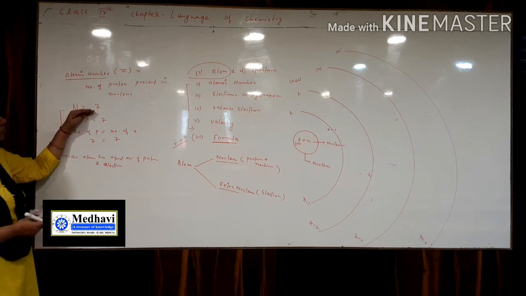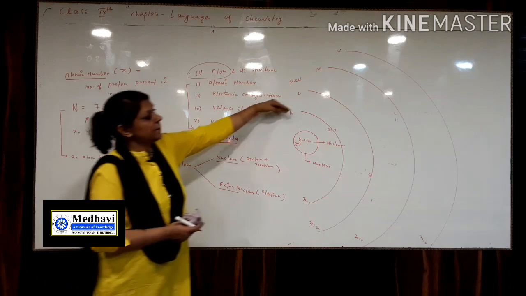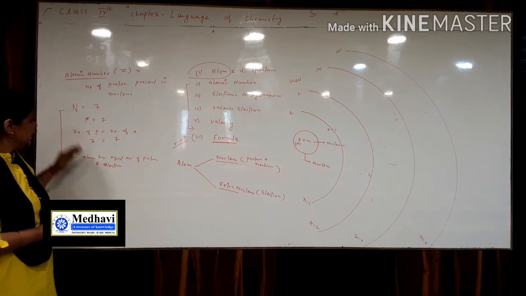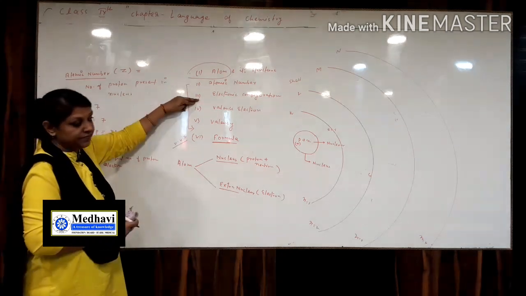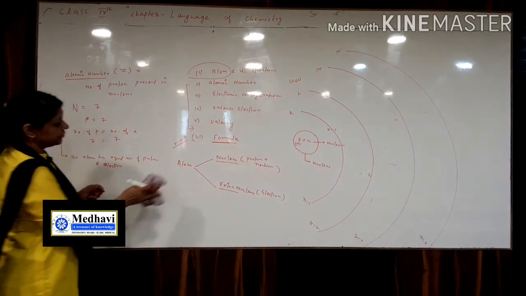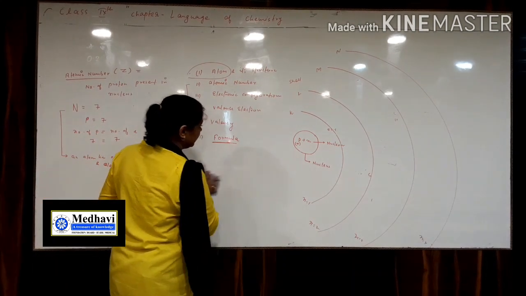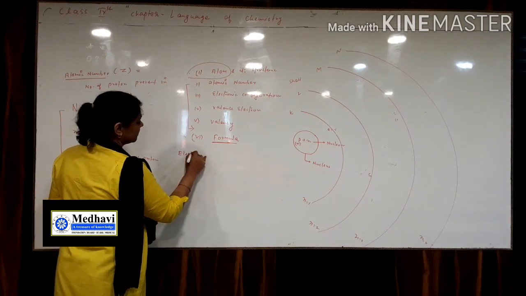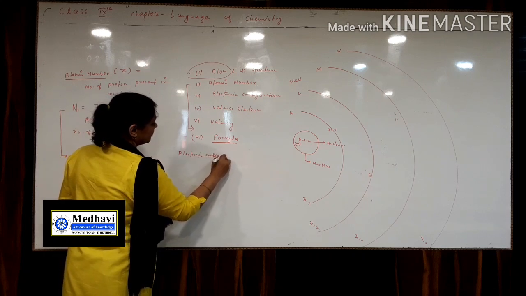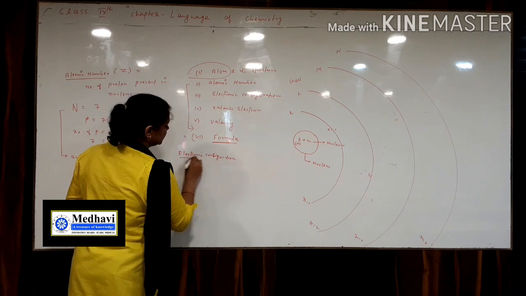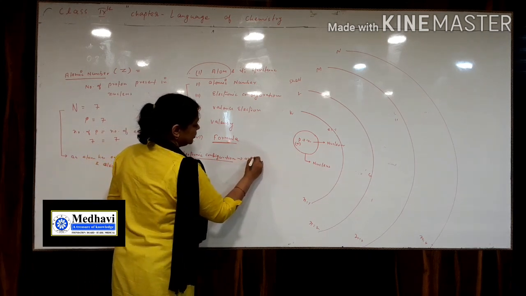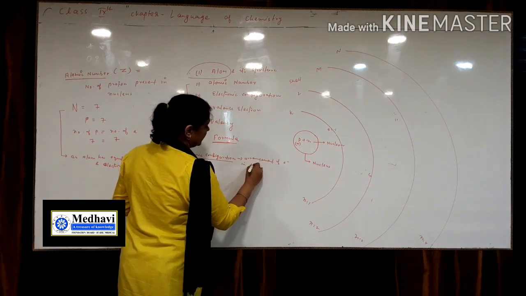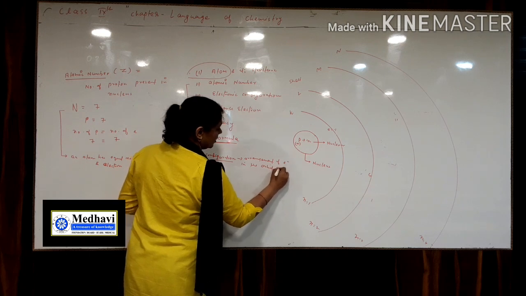Now, how are we going to arrange these electrons in the given shell, in the given orbit? This is called electronic configuration. Arrangement of electrons in the given orbit or shell, that is electronic configuration.